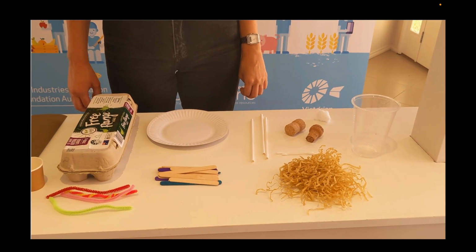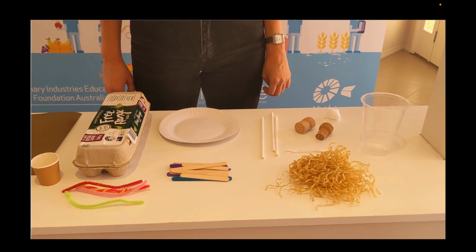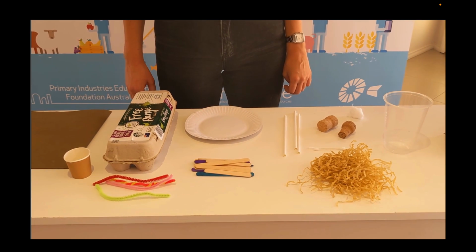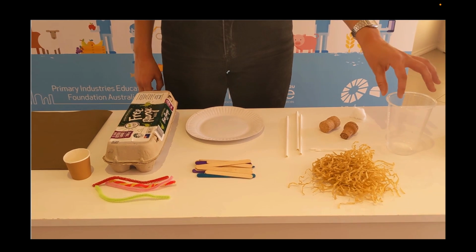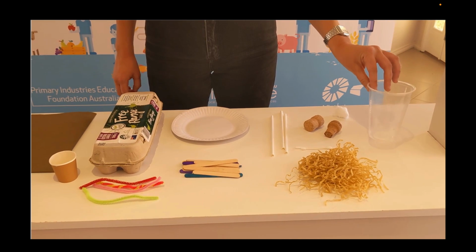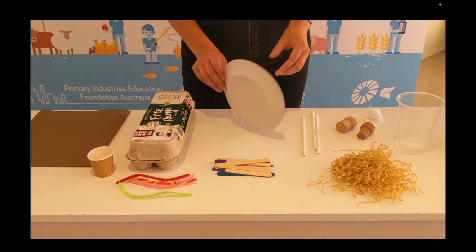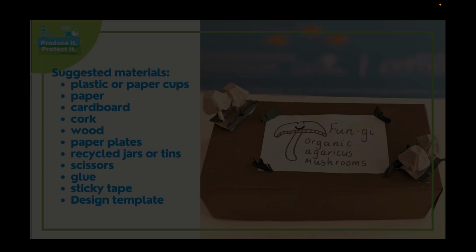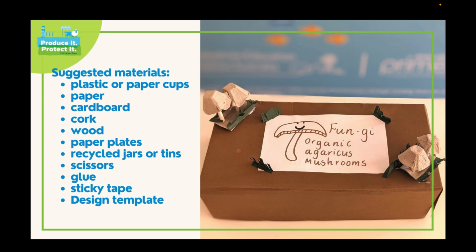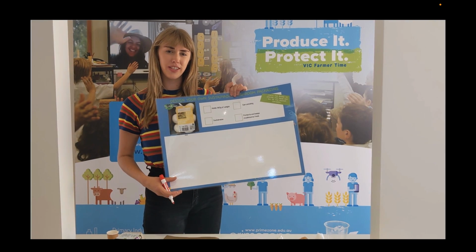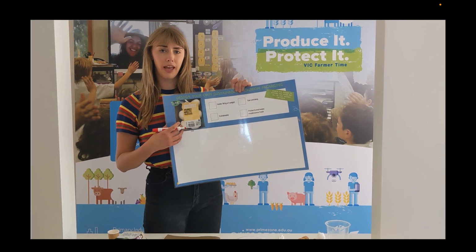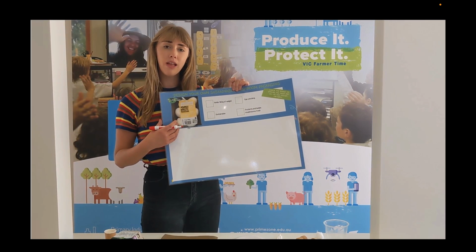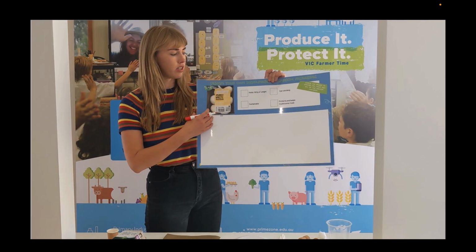Before you start designing, think about the materials that you would like to use. Are they biodegradable? Could they be recycled? Would they break down? How well would they keep your mushrooms fresh and protected from damage? After considering your materials for design, use your design template to draw and label the different features of your design.